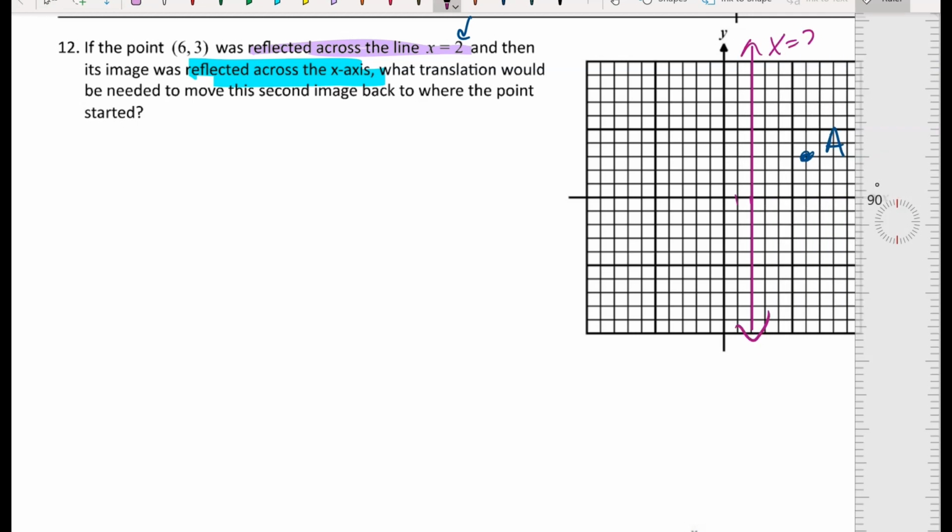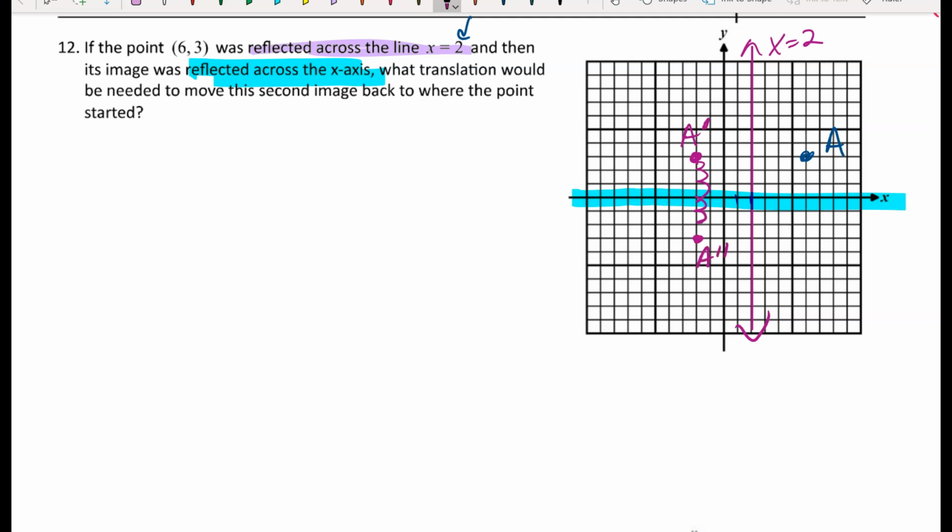That's x = 2. And to reflect over this line, I'm just going to count the distance from A to the line. 1, 2, 3, 4. 1, 2, 3, 4. So it looks like my A prime is going to be right there. And now I need to reflect across the x-axis right there. So I'm going to do the same process. I'm going to count 1, 2, 3. 1, 2, 3.